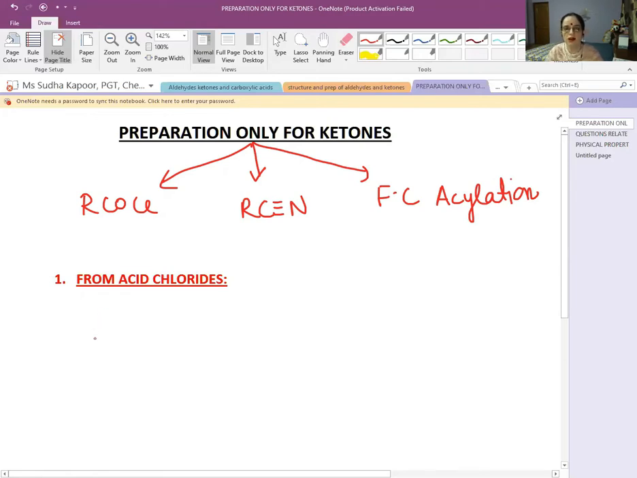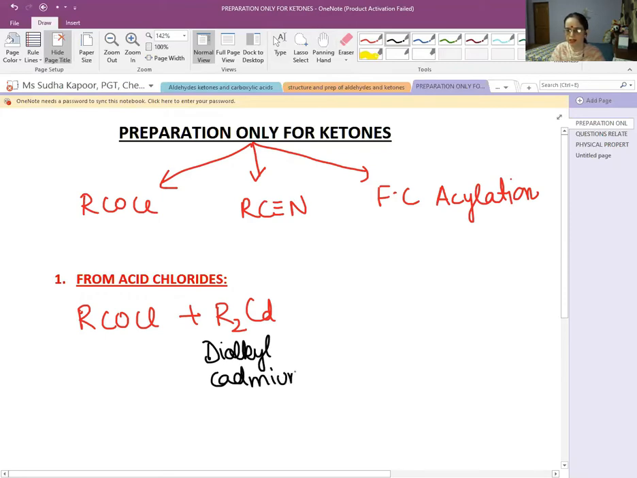In the case of aldehyde, all of you must be remembering that we followed the Rosenmund reduction using Pd and BaSO4. But in the case of ketones, the acid chloride, that is RCOCl, is treated with dialkyl cadmium. A new term for you, dialkyl cadmium. When it is treated with acid chloride, twice the molecule, we get ketone RCOR along with the removal of CdCl2. Cadmium chloride is removed as a byproduct.